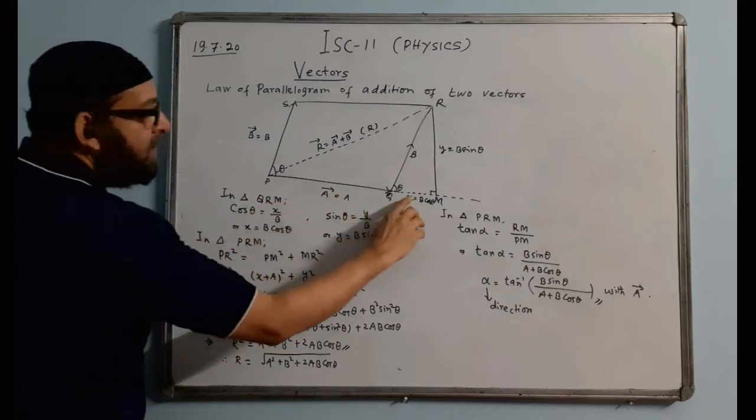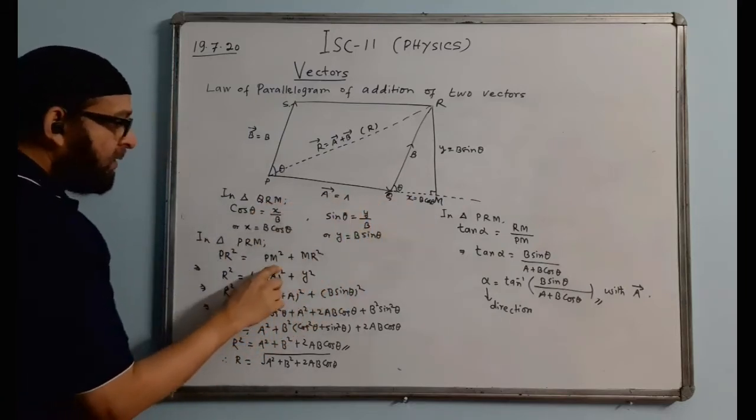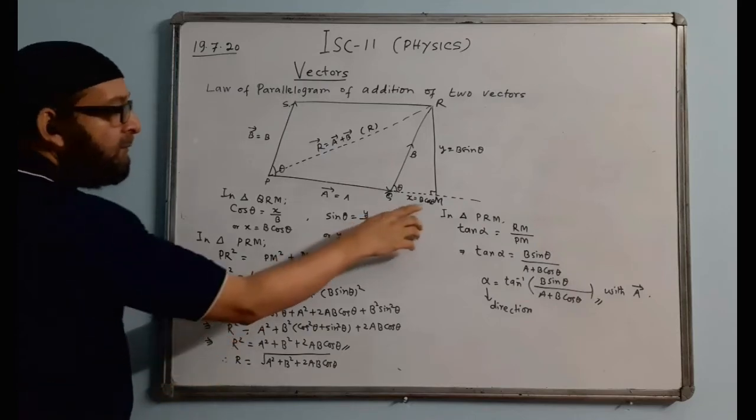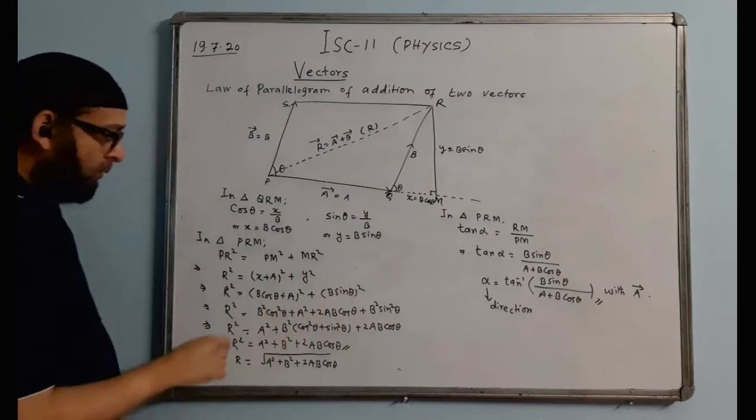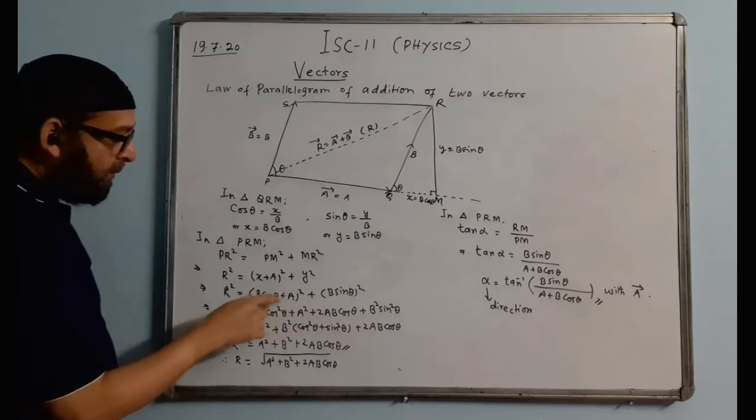PM is how much? PM is x plus a. So the resultant is (x plus a) square plus y square. The x value we know is b cos theta, so (b cos theta plus a) square. The y value is b sin theta. I put that value in and expand it using the formula (a plus b) whole square.